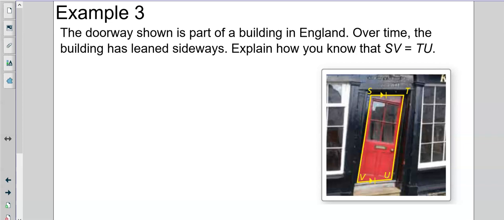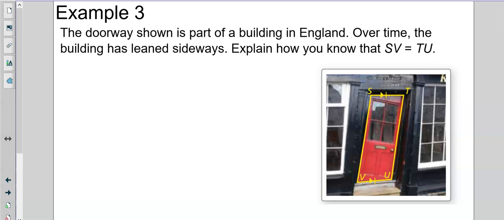All right. This doorway shown is part of a building in England. Over time, the building has leaned sideways. Explain how you know that SV is equal to TU.